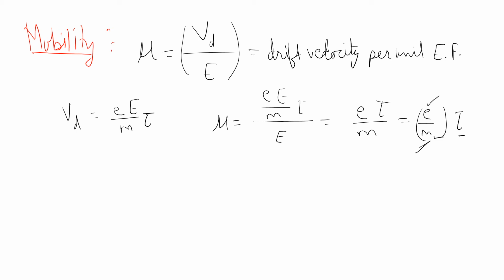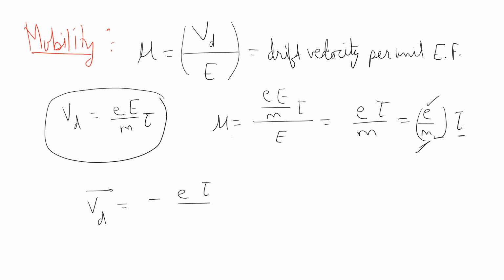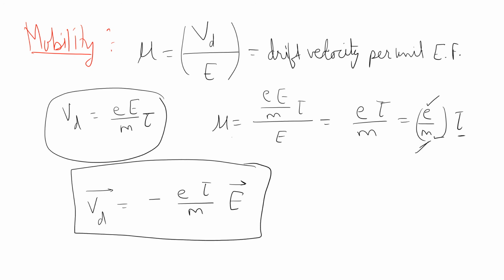One thing I forgot to tell you is that in this formula, it is a simple formula. If I take it in vector form, Vd vector is equal to minus E tau over m into E vector. First question: how did you get this minus sign? The minus sign is because of the charge of the electron which I am using here. Charge of the electron is negative, that is why I am getting a negative sign. Tau, time is scalar, electric charge is scalar, mass is scalar, and velocity is a vector quantity. So Vd equals minus E tau over m into E vector.